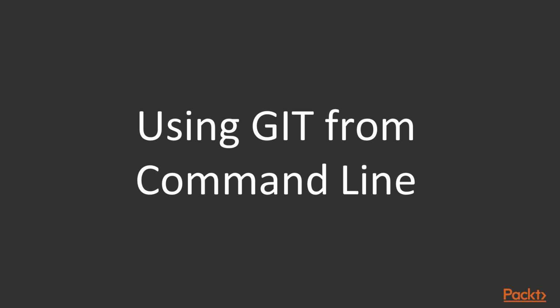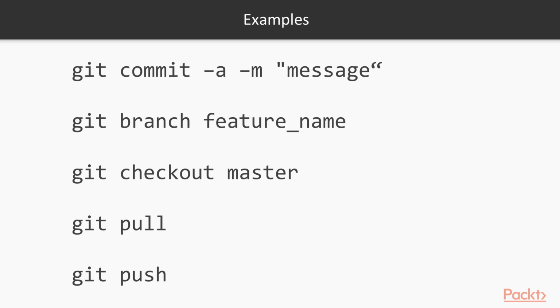So let's take a quick look how we could use Git from command line. There are a few commands basically that you have to remember, and all of them are here. So it's git commit, git branch, git checkout, git pull, and git push. So with commit, obviously you commit changes to the repository that you have just made.